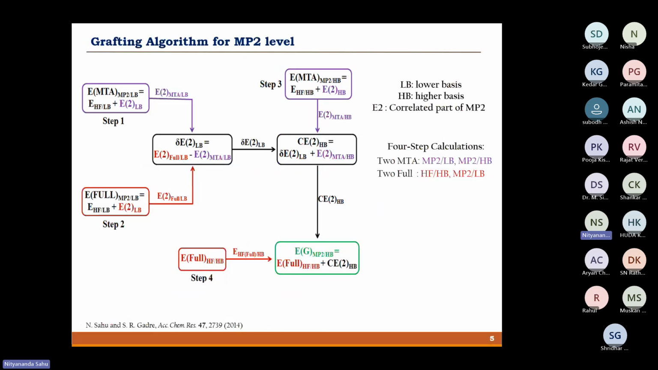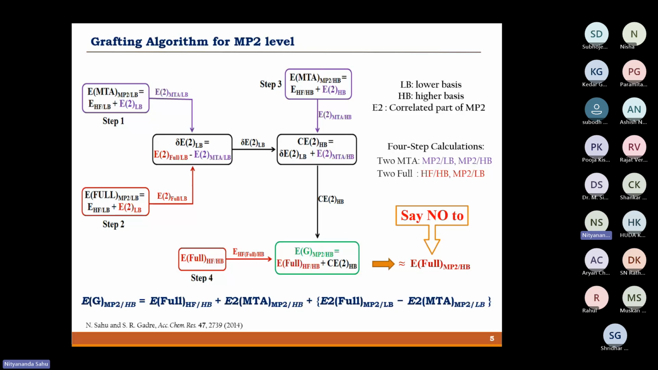I will not go into details, but as I said in the previous slide, since Hartree-Fock gives more error, the large part of the error in the MTA calculation comes from the Hartree-Fock. We do avoid the Hartree-Fock calculation from MTA when we do the post-Hartree-Fock method. So we separate the Hartree-Fock part and the correlation energy part. Then we do many things. Finally, we will be able to get the grafted energy, which is very, very close to the conventional full calculations.